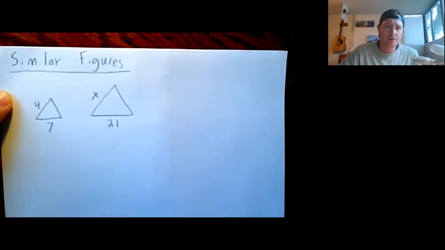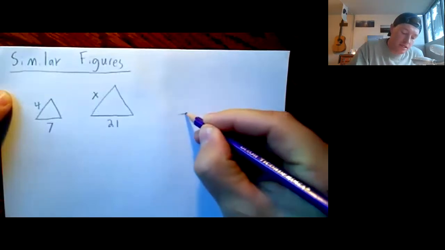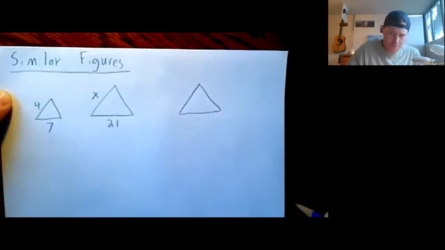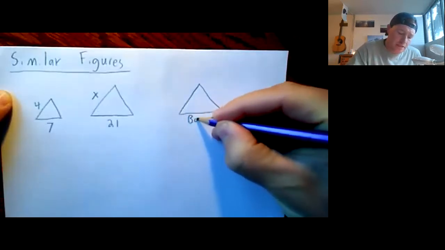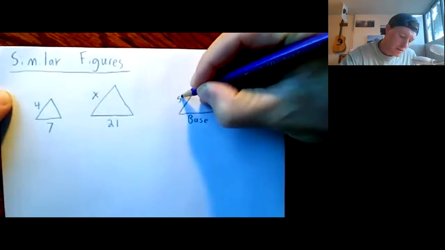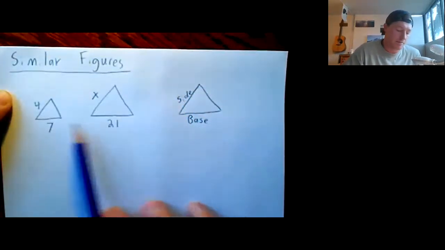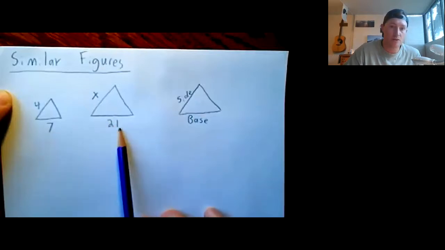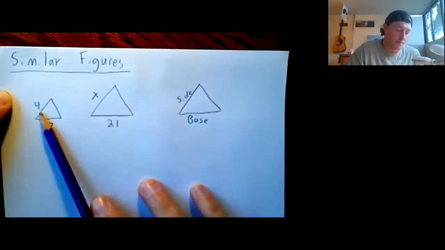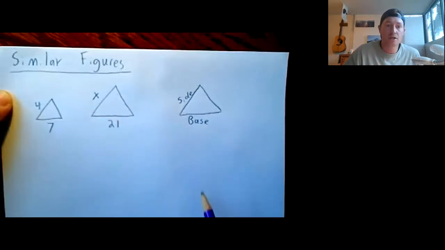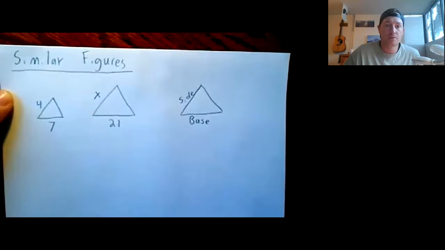So when it comes to similar figures, it's all about corresponding sides. We want to make sure that our sides are lined up. And to make it easy on ourselves, especially the first time we're doing that, I'm going to draw just a template triangle, and I'm going to label it base and side. So these are going to be my corresponding sides. Notice that both of these have a base. This one's 7, this one's 21. And both of them have a side, 4 and x. And we really need to keep track of those corresponding sides to help us solve this problem.